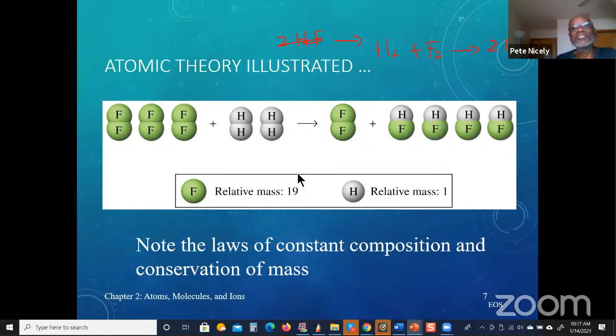So this is an illustration of the atomic theory, right? And note that this particular example obeys the conservation of mass law as well as the law of constant composition. And it is explained by the atomic theory, all right? Basically, the atomic theory says that the same number of atoms of each element on the left side will be equal to the same number of atoms of each element on the right side, all right? Okay, so that's just an example to illustrate the atomic theory.